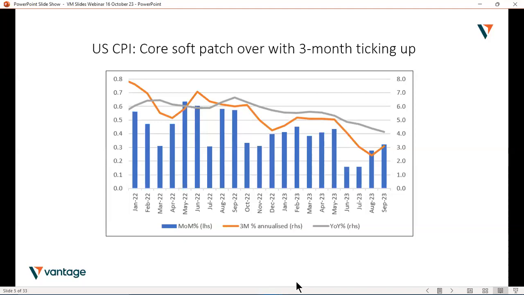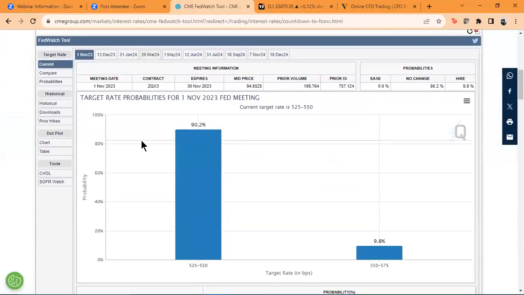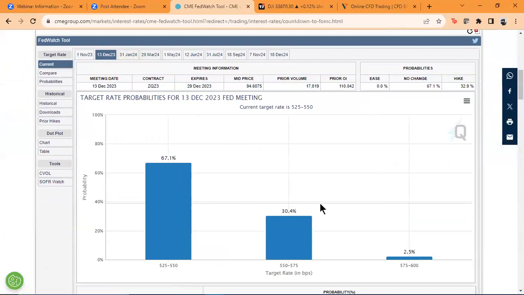So this is the CME Fed Watch Tool. I always like to go to this, but again, you can see what markets are pricing in for the next Fed meeting. So the next one on the 1st of November, very little chance of a hike, of course, less than 10%. And then we get to December, and there's around a 33%, a 1 in 3 chance that the Fed hike rates by 25 basis points at the December meeting.